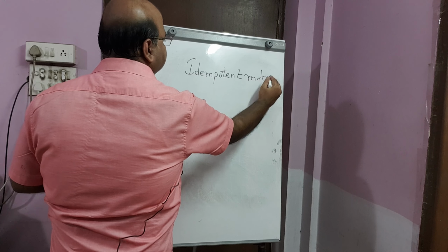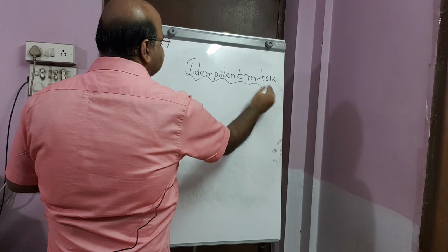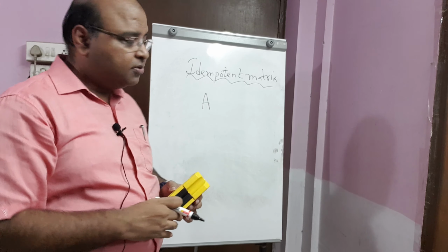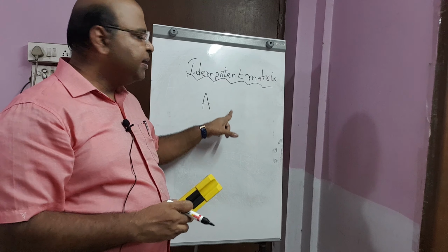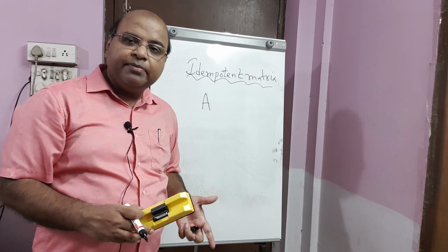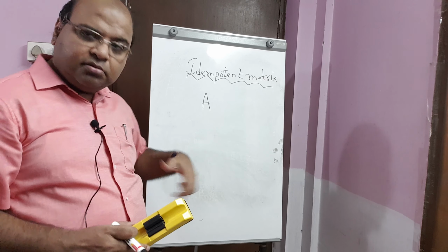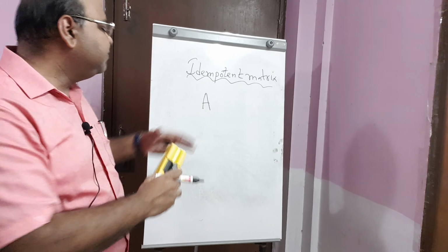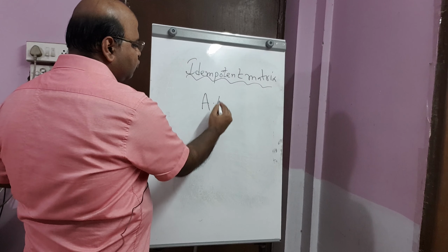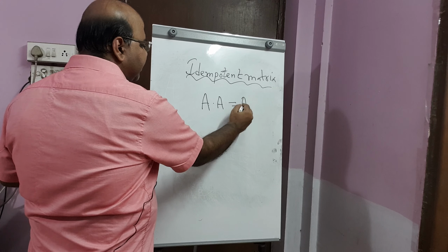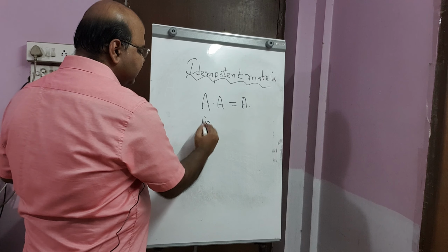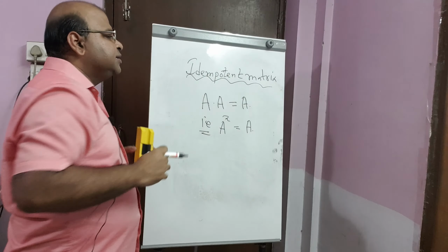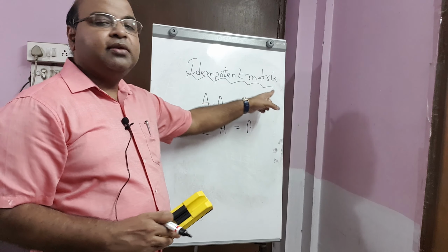Idempotent matrix. Now a matrix, say capital A, is said to be idempotent if you multiply A with the matrix A itself. We shall discuss how to multiply a matrix with itself in my later videos. For the time being, I am just discussing the definition: if you multiply the matrix A with itself, that is A into A, the result should be the matrix A itself. In other words, if A square is equal to A, then such a matrix is said to be an idempotent matrix.